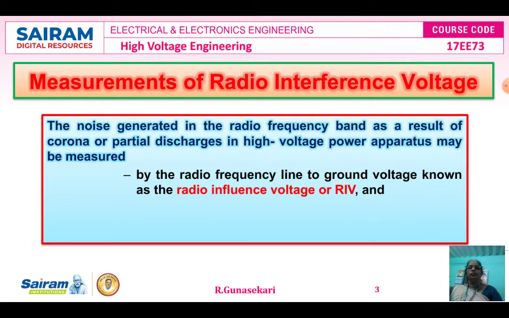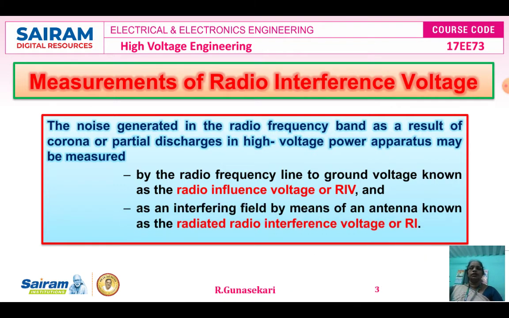Then we studied the measurements of radio interference voltage. The noise generated in the radio frequency band, which is the result of corona or partial discharges in high voltage power apparatuses, is measured by the radio frequency line to ground voltage, which is known as radio influence voltage or RIV. The short form is RIV.